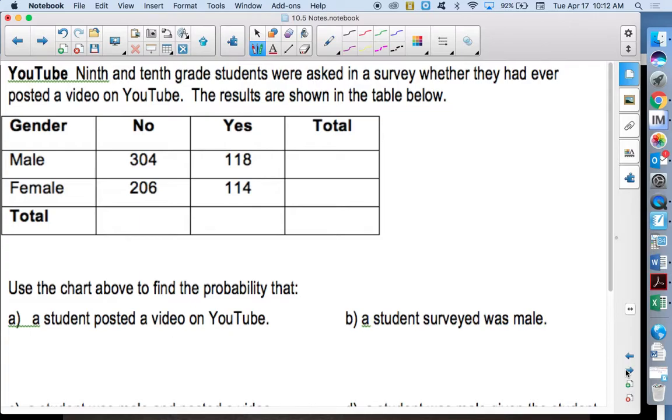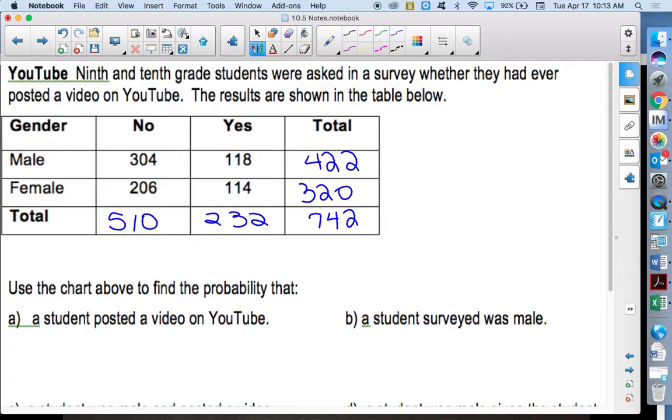Erin, do you have the numbers for any of them, do you have them all? What do you have? You're going to go vertical first? Sure. What do you have for the no? For no, it's 510. Okay. Yes, 232. The total male, 422. Total female is 320. And the total, 742.